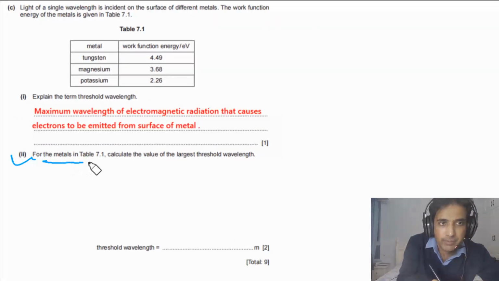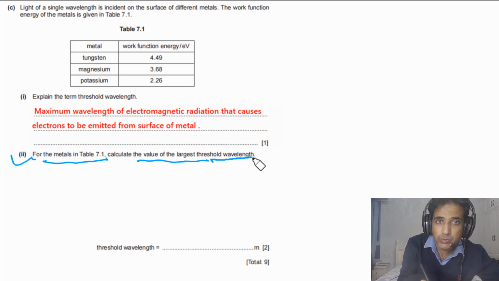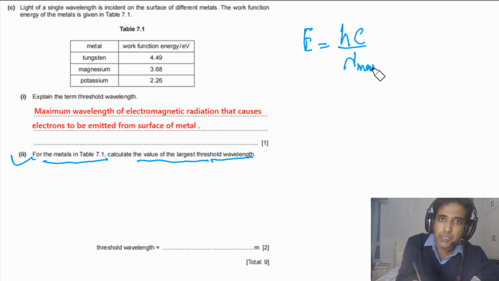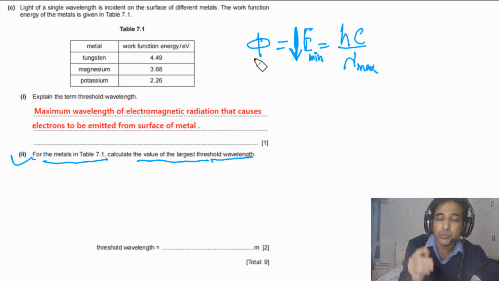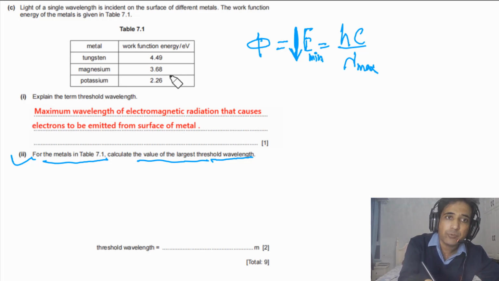The second part says for the metals in table 7.1, calculate the value of the largest threshold wavelength. In order to answer this question, we need to understand that E is equal to hc over lambda. If lambda is the highest, then this value, the work function, has to be the minimum. Because this is E minimum, the minimum energy of the photon, which is equal to the work function. So we have to take the smallest value of work function.